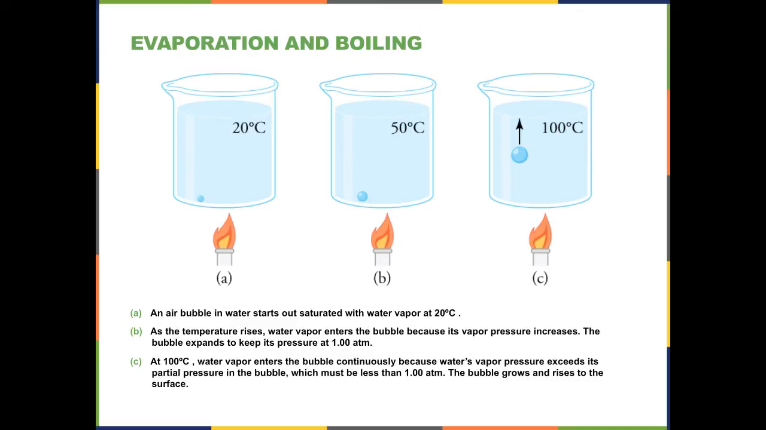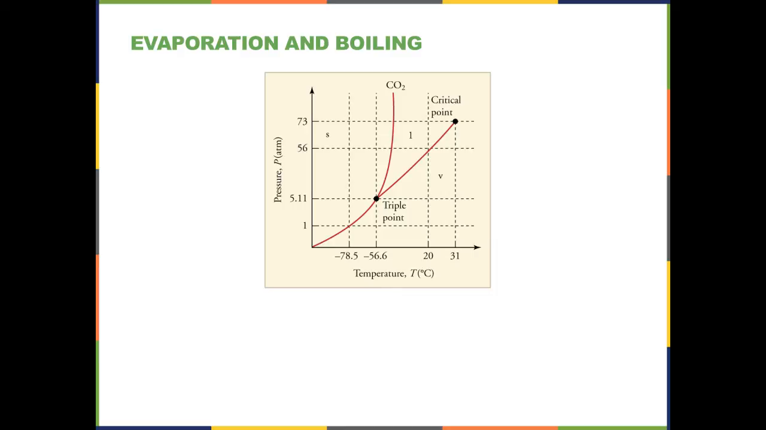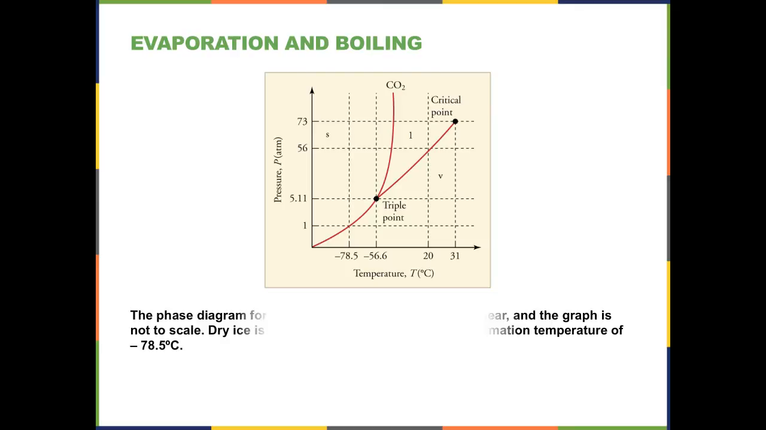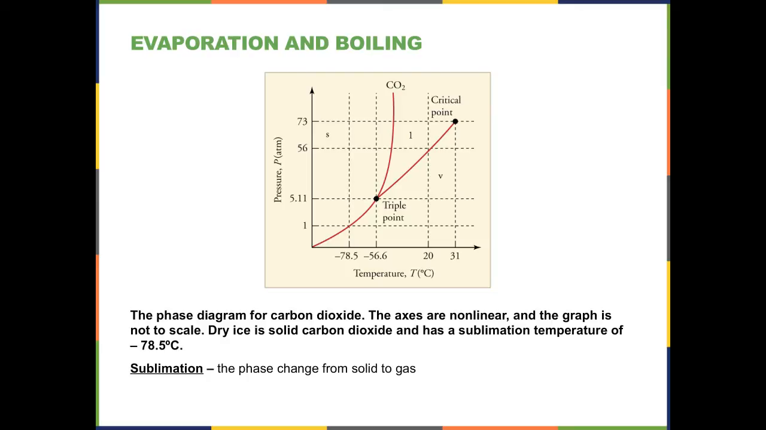However, when you reach 100, the water vapor pressure gets high enough that it becomes 1 atmosphere as well, and the bubble rises to the surface and bursts, releasing its water vapor. And that's what's known as boiling. So with evaporation and boiling, there are certain substances that never go through a liquid phase. In normal situations, those substances go directly from a solid to a vapor. That direct passage from a solid to a vapor is known as sublimation.